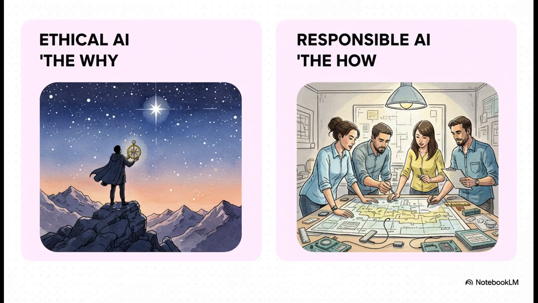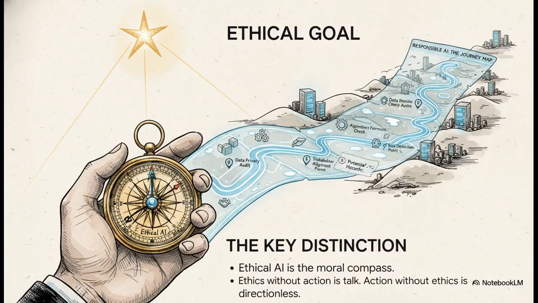How do we make sure we do it right, with accountability and proper governance? I love this analogy. Think of ethical AI as your moral compass. It just points you in the right direction, towards good. But a compass alone doesn't get you there, right? You need a map. That's responsible AI. It's the detailed map and the checklist that guides the actual journey. And you absolutely need both, because ethics without action is just a nice conversation. And action without ethics, well, that's just building stuff blindly, and that can be really dangerous.